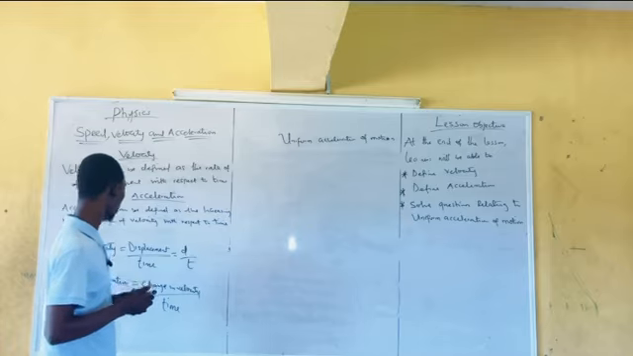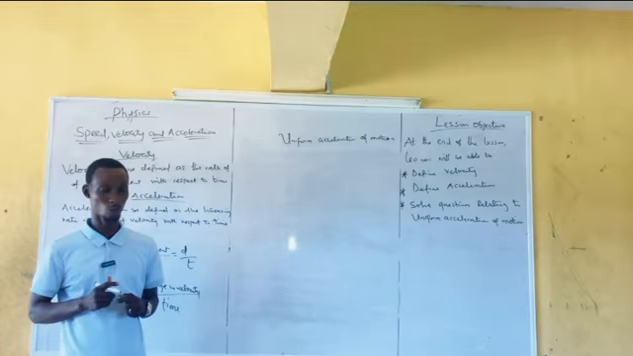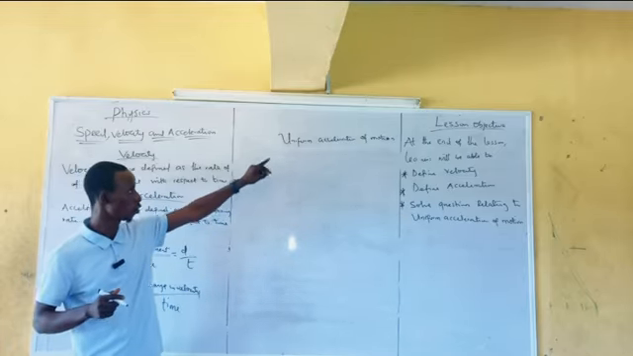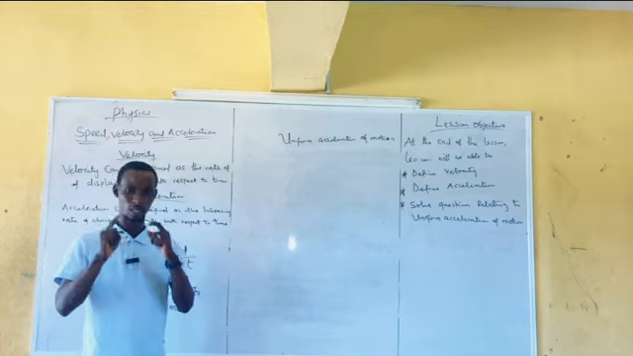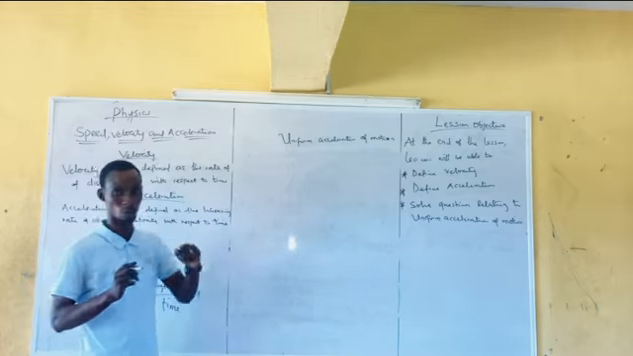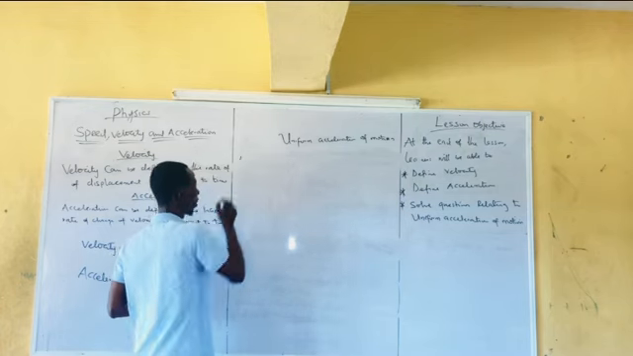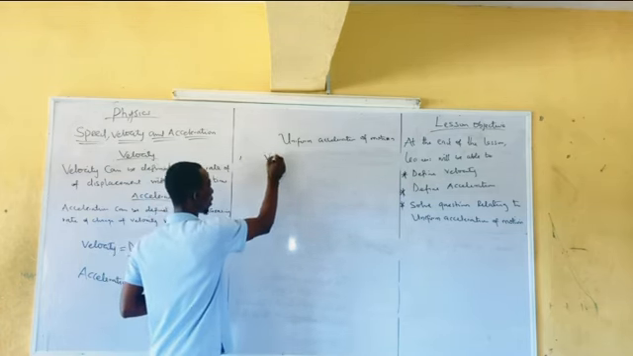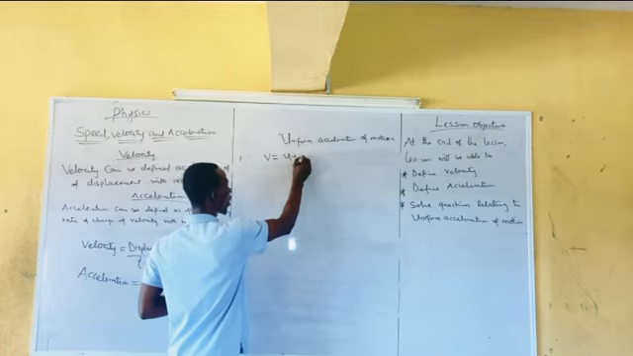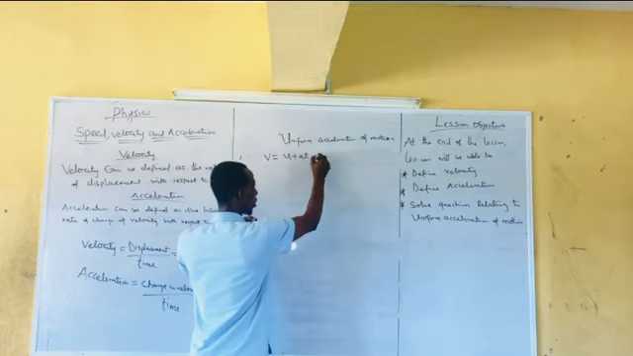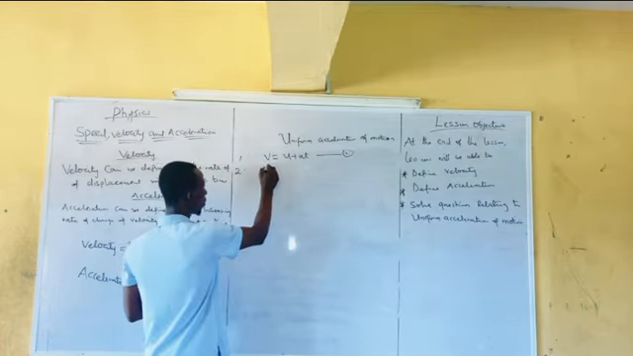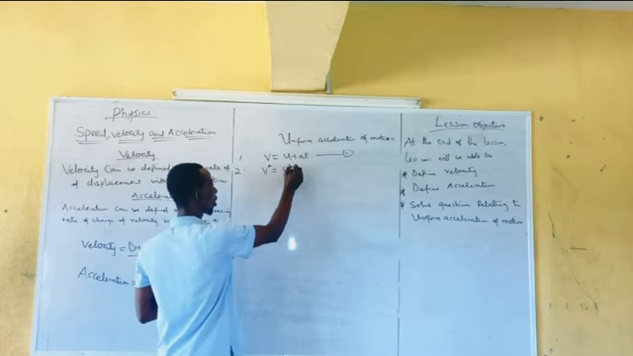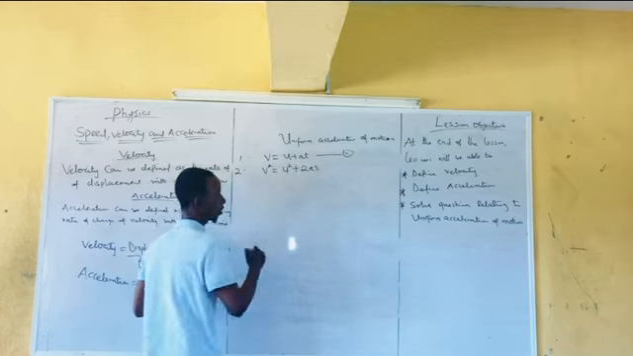This velocity and acceleration is one that leads us to the equation of uniform acceleration of motion. Now, let me state the equations. Number one, v is equal to u plus at. This is the first equation. And the second equation is v squared is equal to u squared plus 2as.